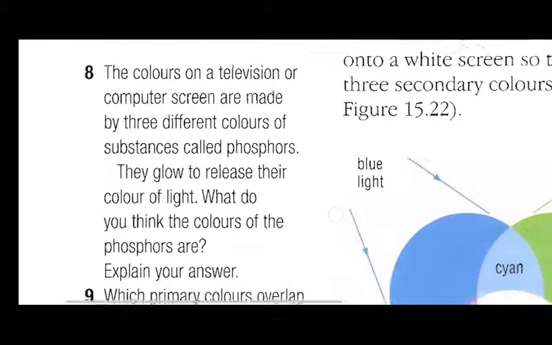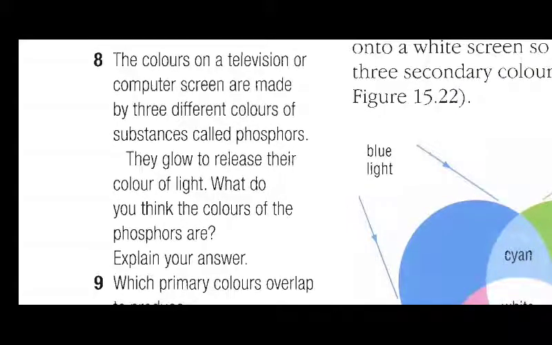Alright, so let's see some examples right here. Question 8, it says, the colors on a television or computer screen are made by three different colors of substances called phosphors. So if you have a TV at home or a computer monitor, the colors that you see, if you see a person, whatever it is, it's built from different colors. So they say those colors are made only from three different colors of substances called phosphors.